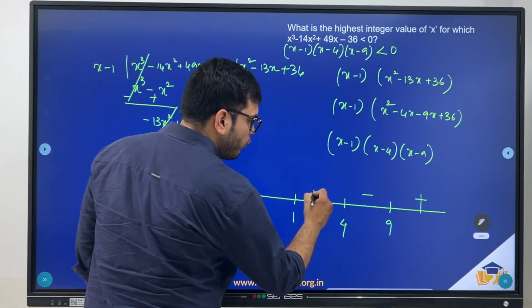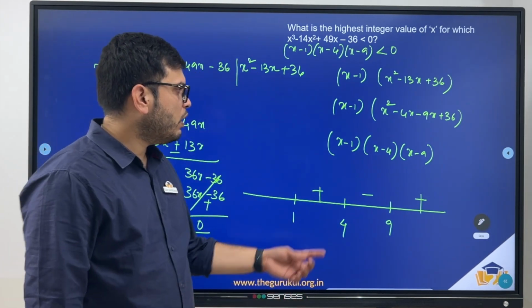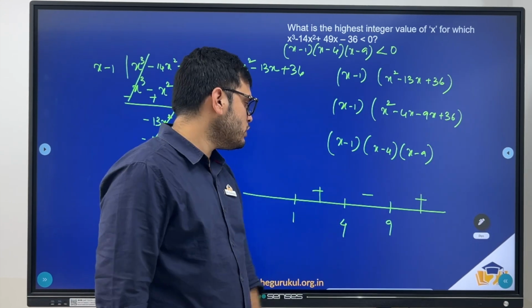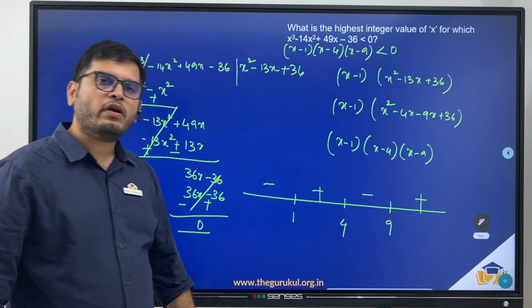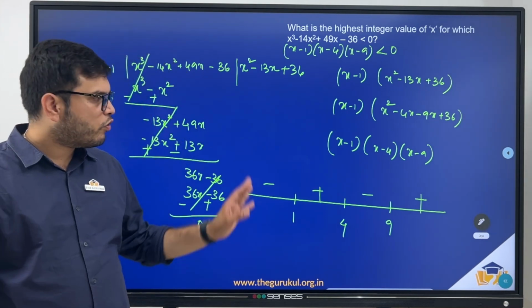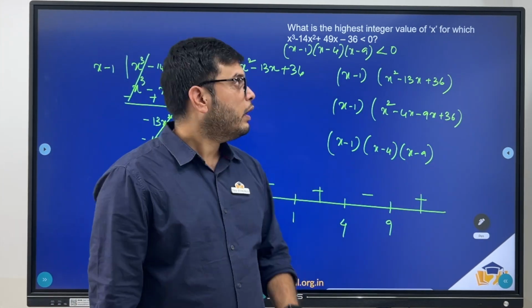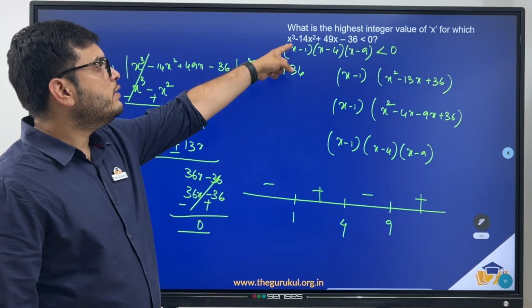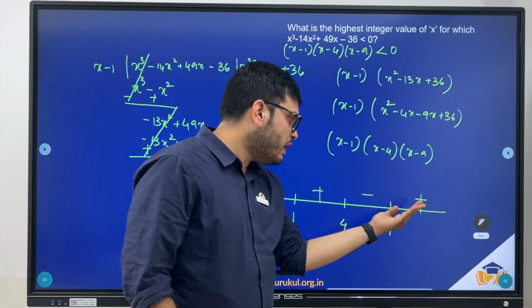Now between 1 and 4, this will be positive because this is positive, these two are negatives. Negative into negative becomes positive, and when x is less than 1, you will have a negative value because all these three are negatives. Now we are asked to find the highest integer value of x for which this is strictly less than 0. So that should be less than 0 only.